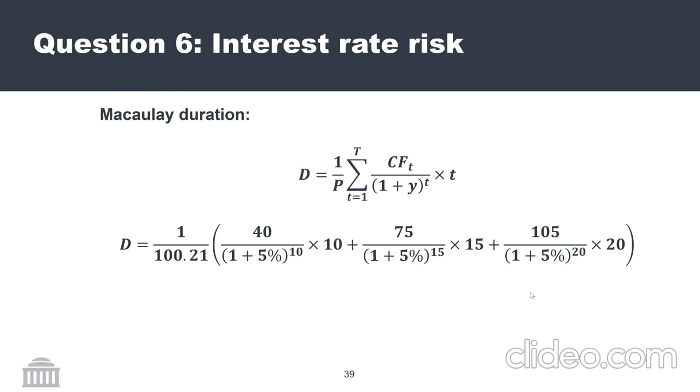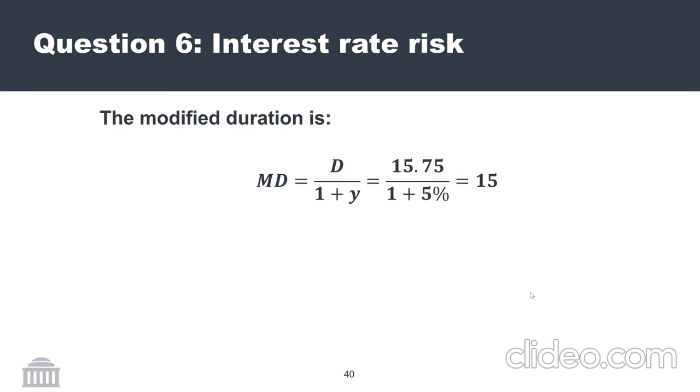So this is the present value of the first liability payment, multiplied by 10. So this is the year when this payment occurs, plus 75 divided by 1 plus 5% raised to the power 15. Again, this is the present value of the second payment, multiplied by 15. This is the year when it occurs, plus 105 divided by 1 plus 5% raised to the power 20 times 20, because that payment occurs in the year 20. So when we compute this, the Macaulay duration of our liabilities is 15.75 years.